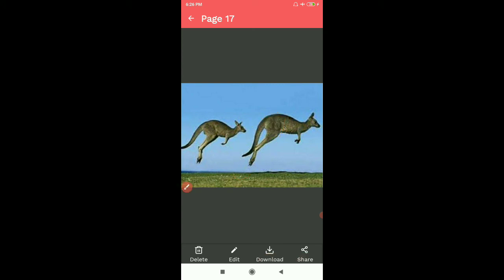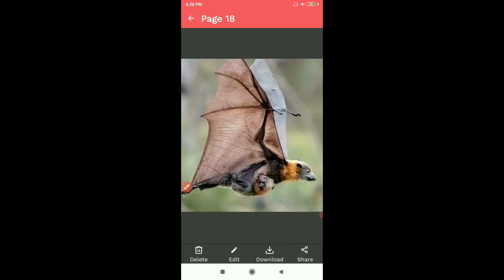The bat is a flying mammal. Bats have wings to fly. Bats do not flap their wings, but fly by cupping their wings in front of their bodies.